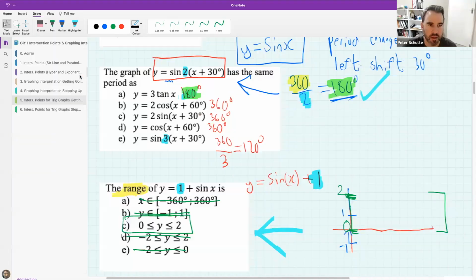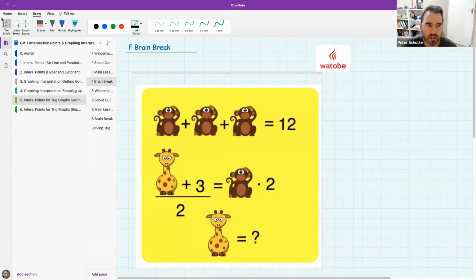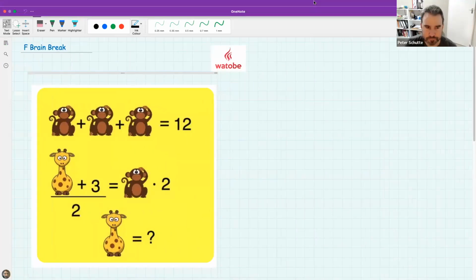What have I done? Screen share. There we go. Here is your brain break for today. What is a giraffe equal to?